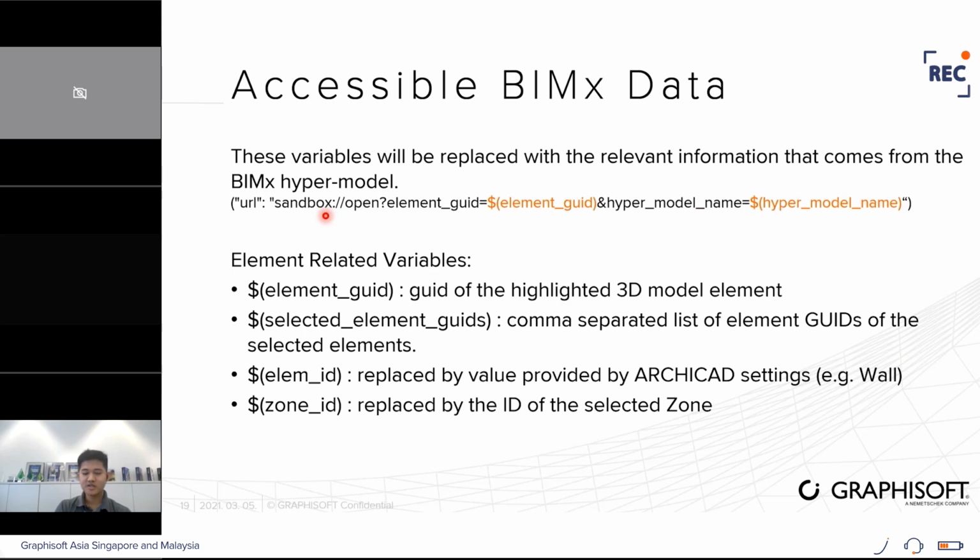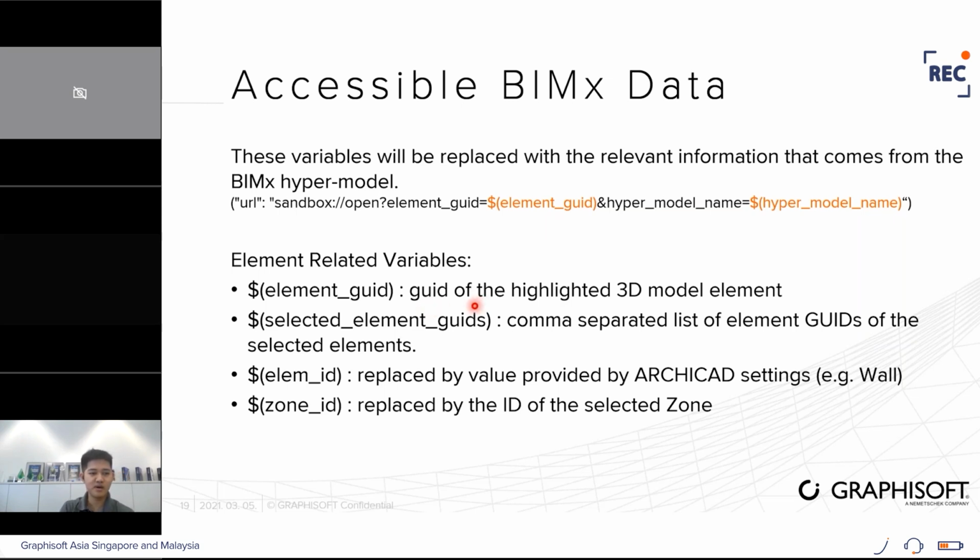Okay. On the other side, aside from installing data inside your BIMx app, you can also export data outside to be used by your web app or your third-party web service. So you can see in this example, I have highlighted in orange the variables called element GUID and model name. These are translated or substituted with the GUID and the hypermodel name to be used by the web app that is going to receive this.